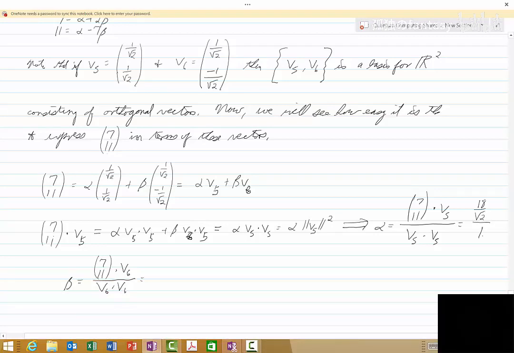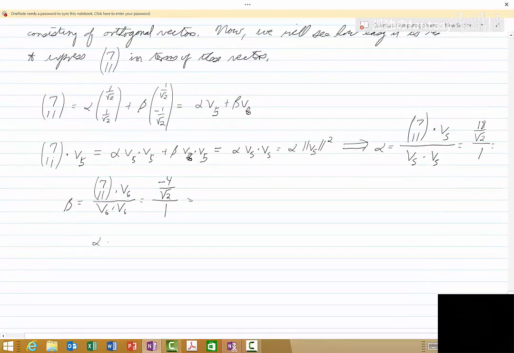And for beta, 7 times 1 over square root of 2 is 7 over square root of 2, minus 11. So we have minus 4 over square root of 2. And v6 dot v6 happens to be 1 as well. And so we're done. Alpha is 18 over the square root of 2, and beta is minus 4 over the square root of 2.